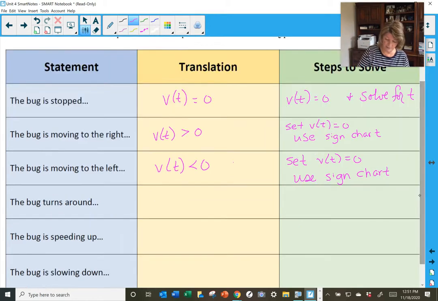When does the bug turn around? Well, in order for a bug to turn around, I have to have v of t changing direction.